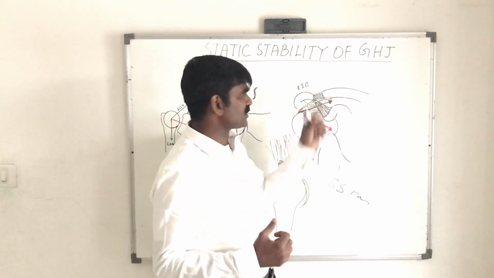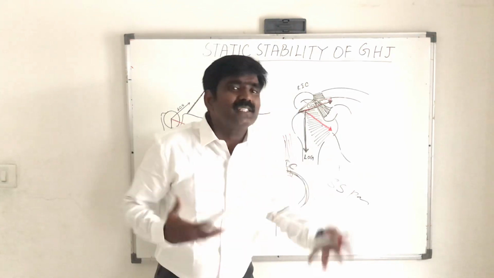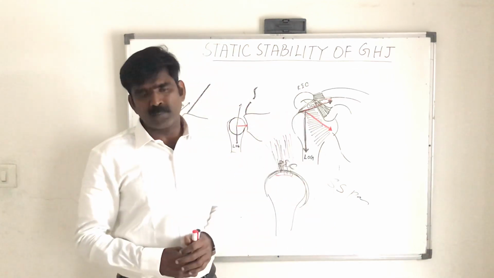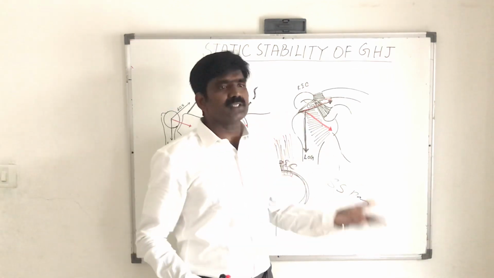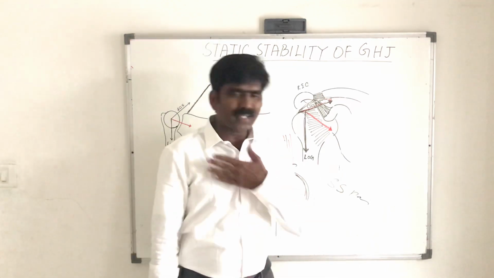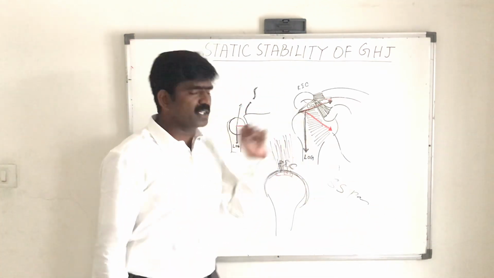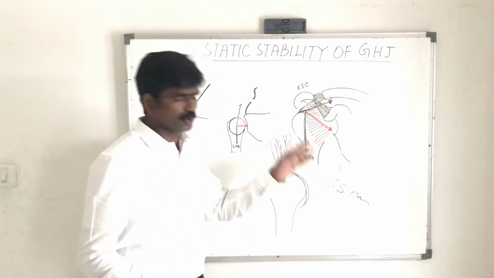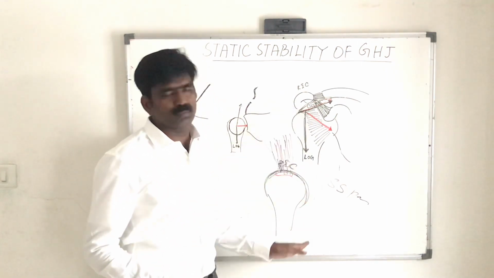If these structures are stretched more, then plasticity is developed within these structures, which results in the instability of the shoulder joint. So gradually what will happen? There will be inferior migration or translation of the glenohumeral joint.